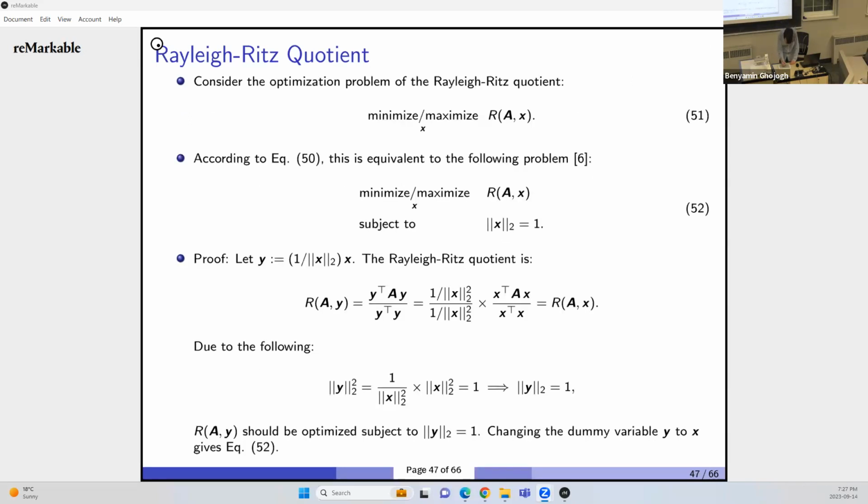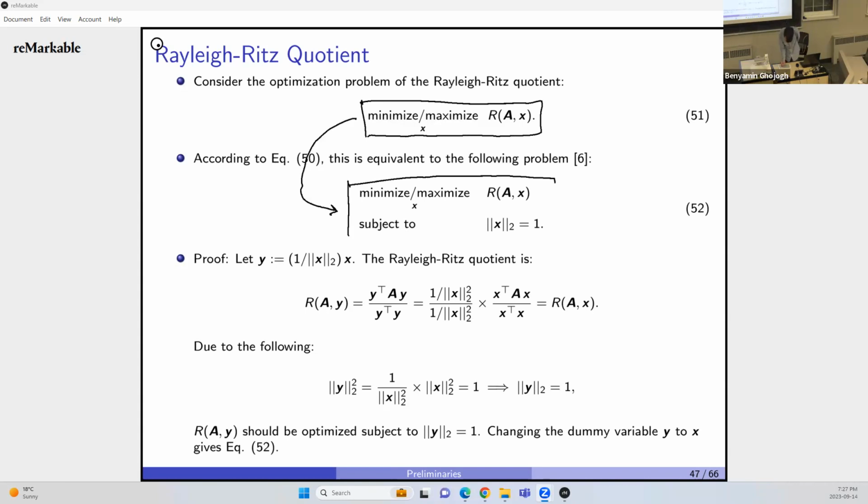And we have now, let's minimize or maximize the Rayleigh-Ritz quotient, right? As I said, machine learning is always optimization plus some small other things. So minimize or maximize this with respect to X. Now we can also say this is equivalent to this: minimize or maximize the Rayleigh-Ritz quotient subject to the L2 norm of X being 1. Why? The proof is here.